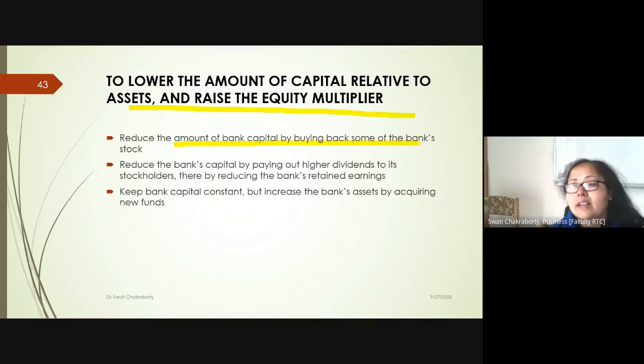How? By buying back some of the bank's stock. The bank's capital can also be reduced by paying out higher dividends to its stockholders, so it reduces the bank's retained earnings. And also, to keep the bank capital constant but increase the bank's assets by acquiring new funds. So that's how you can reduce the amount of bank capital.